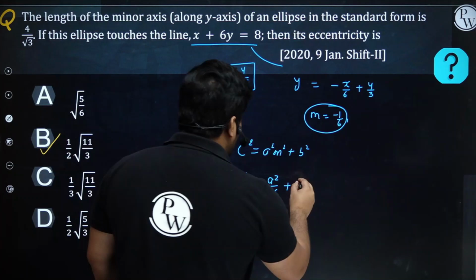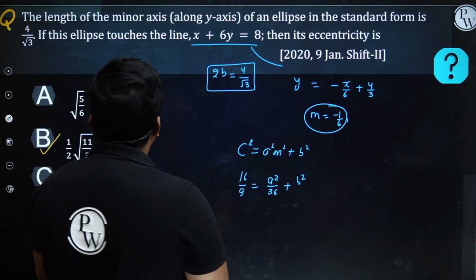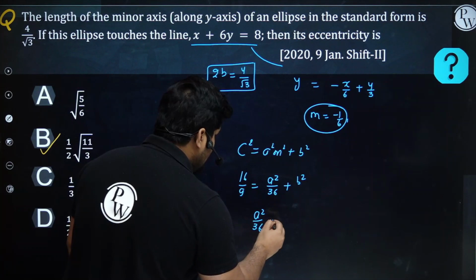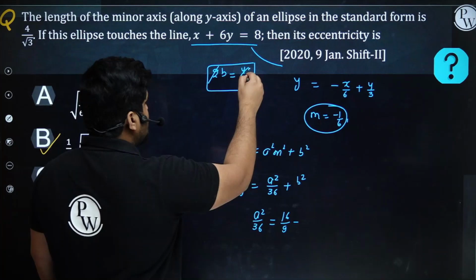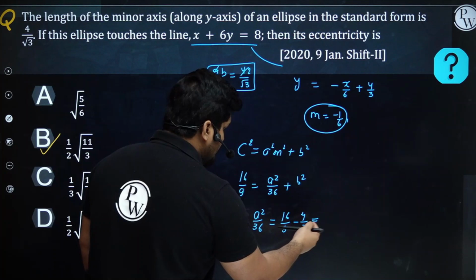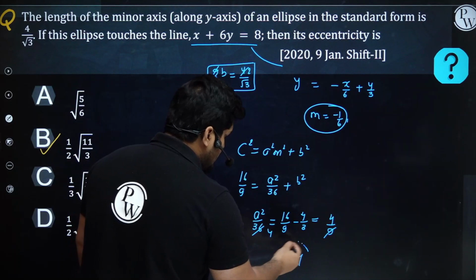So we have this relation between a² and b², right? And b is also known to us. So a²/36 will be equal to 16 by 9 minus b². What is b, guys? b is 2, so 4 by 3. So that is multiplied by 3. So 3, 4, 12. So it will be 4 by 9. 9, this is 4. So a is equal to 4. We got the value of a equal to 4.